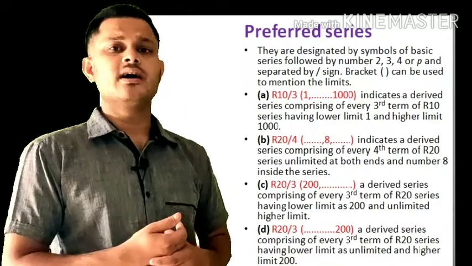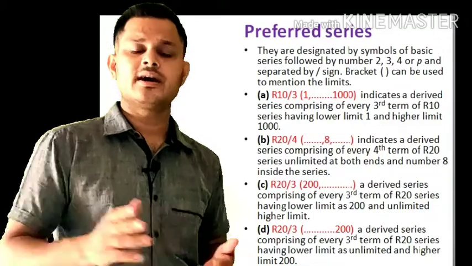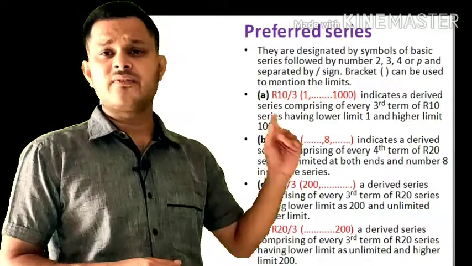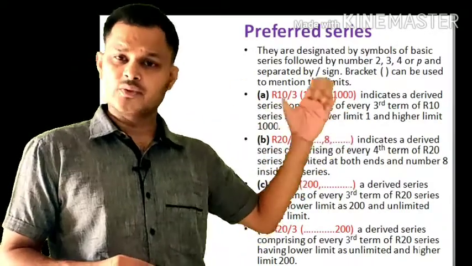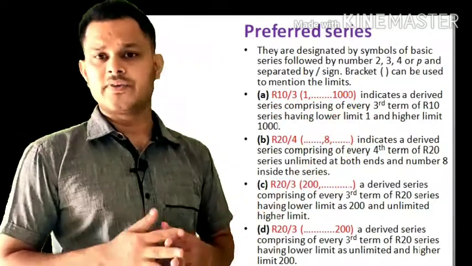Third example we can take: R20/3, 200 and up to infinity. It means a derived series comprising every third term of the R20 series having a lower limit of 200, meaning we will start from 200, but the higher limit is unlimited, infinity.